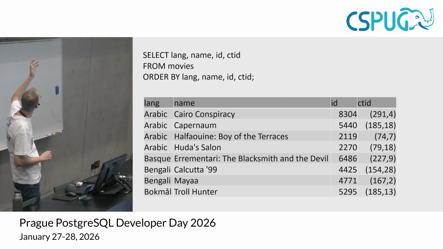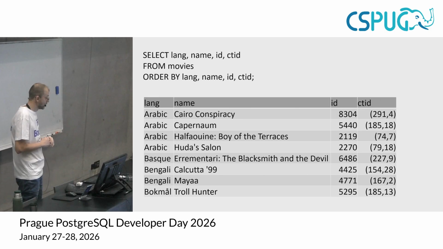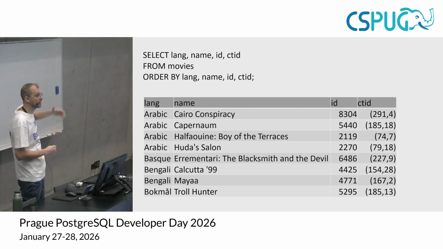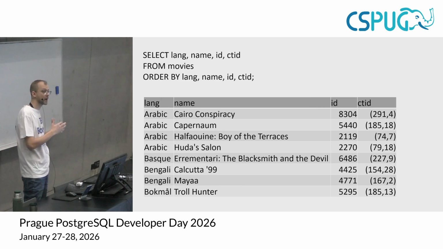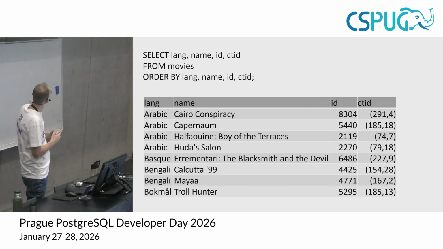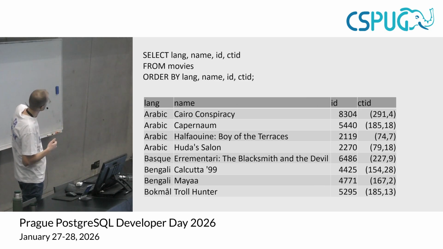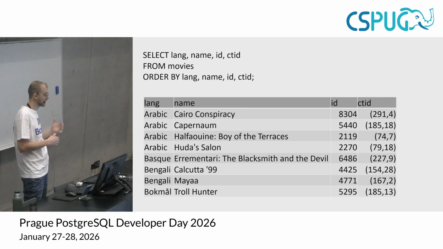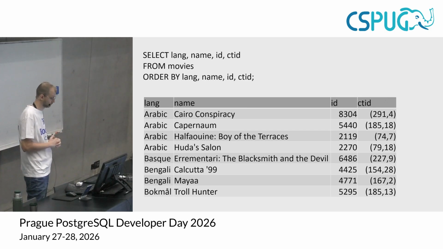It's just an excerpt, of course. And I want to point out that, for example, the name is ordered just for one particular language. So my names are ordered for Arabic movies. If I switch to Basque, the name starts over. If I switch to Bengali, it again starts over. And it's the very same with the ID. ID is sorted just for the language and name pair.